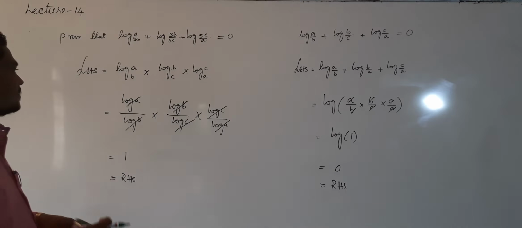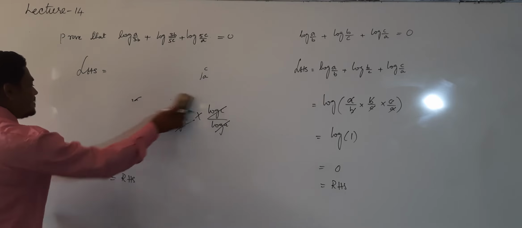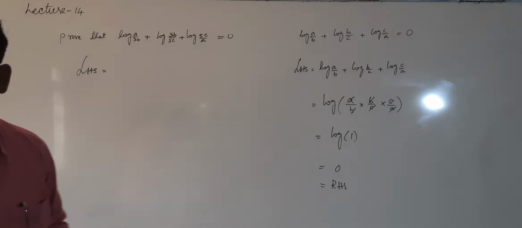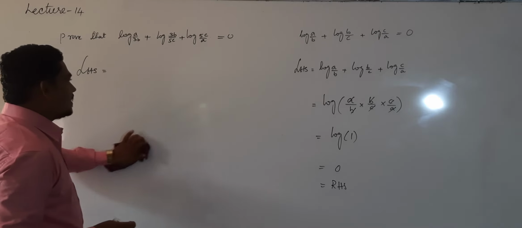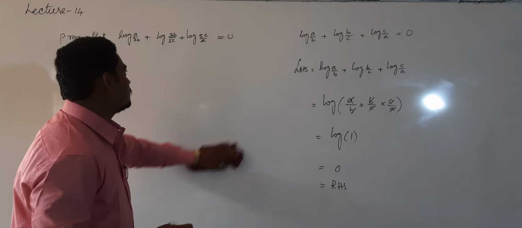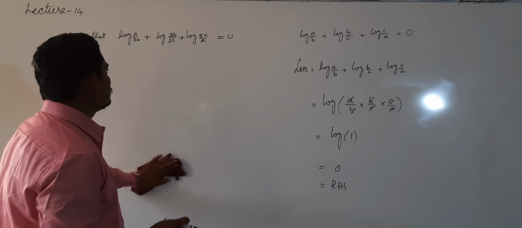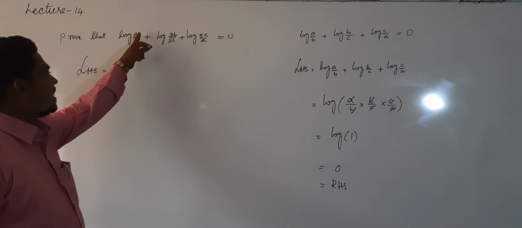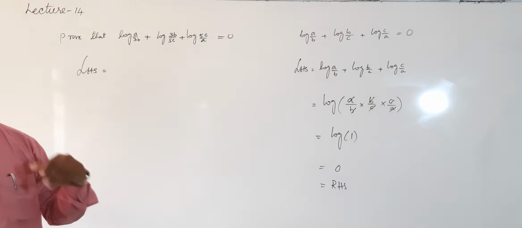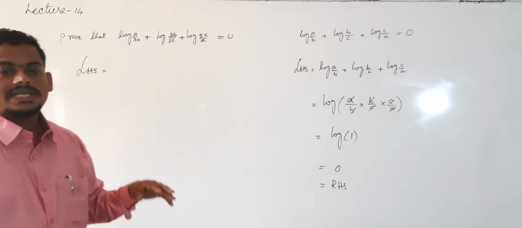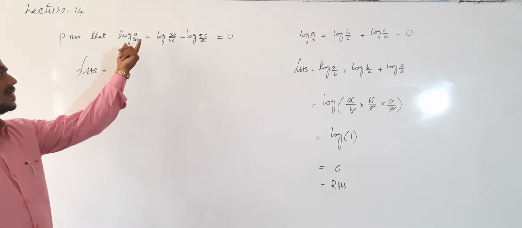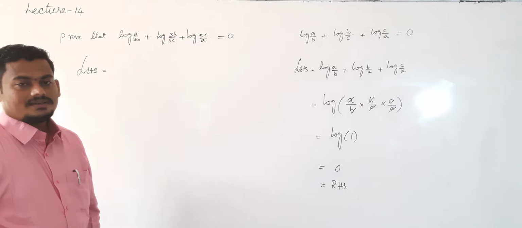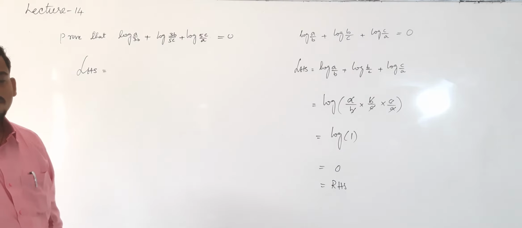Again same procedure. Simply consider LHS. You can use log m by n formula or else log m plus log n plus log p formula. We can solve this problem in two different methods, by using log m by n formula or else by using log m plus log n plus log p equal to log m into n into p.